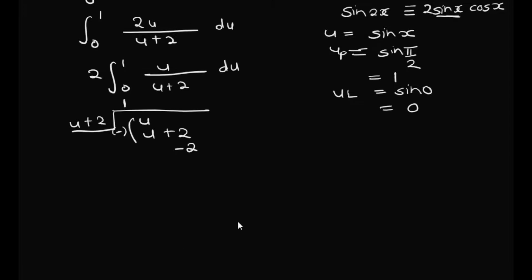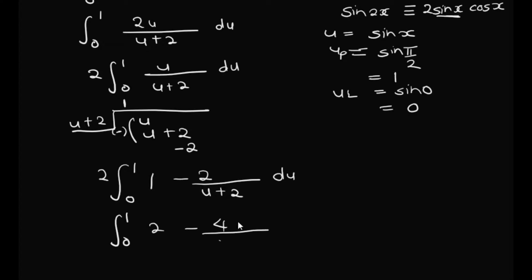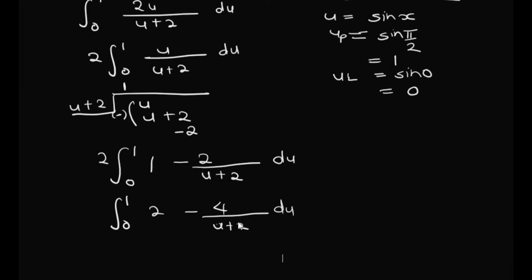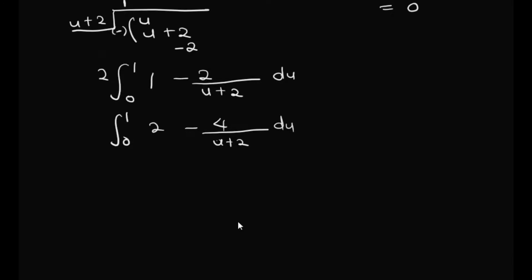So we go back to the integral. The integral from 0 up to 1 of u over u plus 2 is 1 minus 2 over u plus 2, du. Then we can spread the 2 as the integral from 0 up to 1 of 2 minus 4 over u plus 2 du.